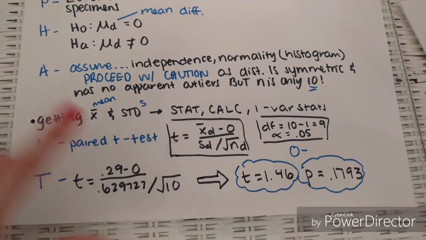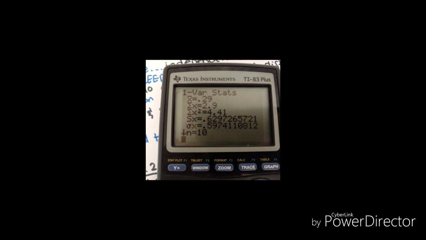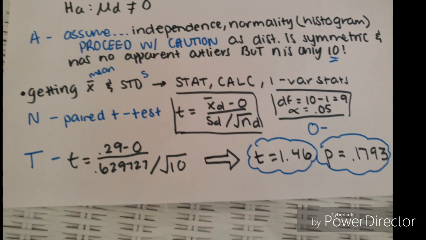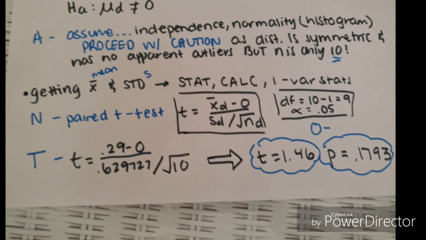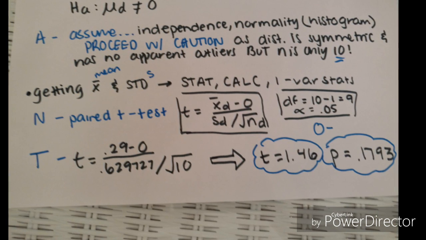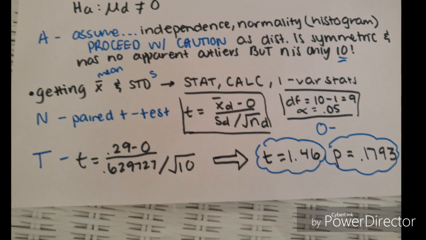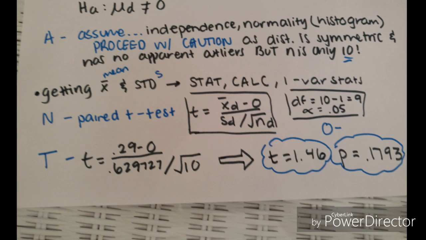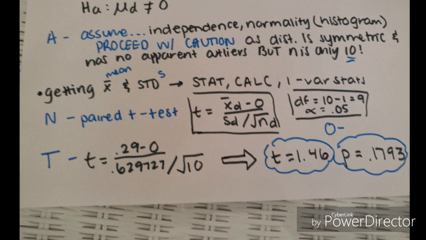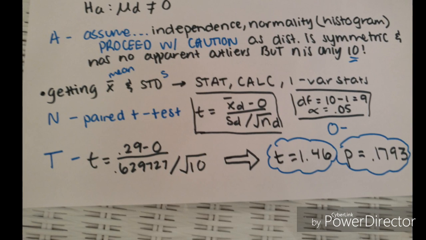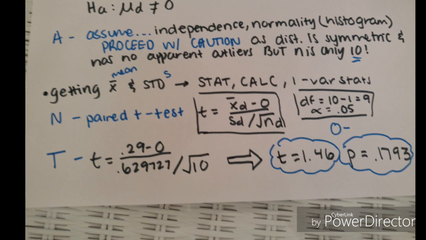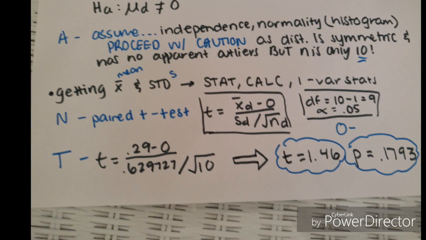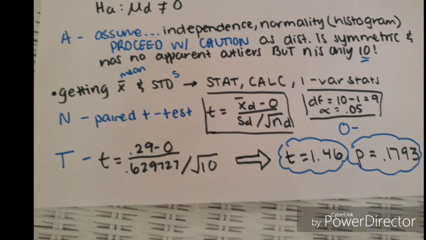So we're going to get the mean and the standard deviation. We go to Stat, Calc, 1-Var Stats and get our mean and standard deviation, all that good stuff. And we're going to do a paired t-test. We plug in what we found, our 0.29 minus 0 divided by our 0.629727 divided by the square root of our n of 10. And that gives us a t of 1.46 and a p of 0.1793, and that's all considering our degrees of freedom are n minus 1, so 9, and our alpha of 0.05.